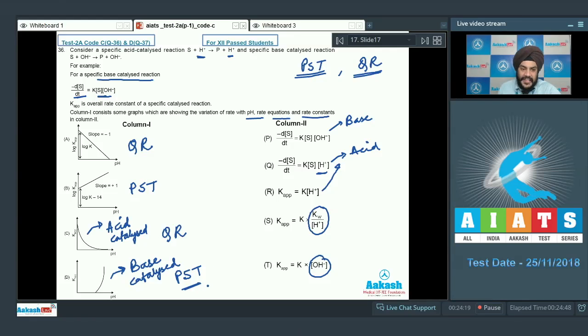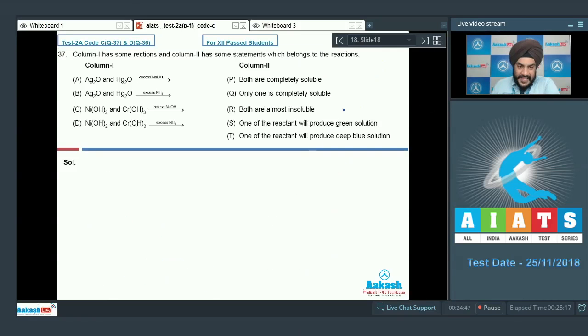So students, we have the correct match for question number 36. Let us look at the next question now. Question 37. Column 1 has some reactions and column 2 has some statements which belong to those reactions. So we have Ag2O and Hg2O which are dissolved in NaOH and ammonia. And we also have Ni(OH)2 and Cr(OH)3 which are also dissolved in NaOH and ammonia. So we can probably figure out the reactions first and then look at the matchings later.